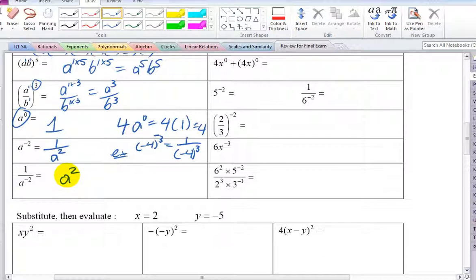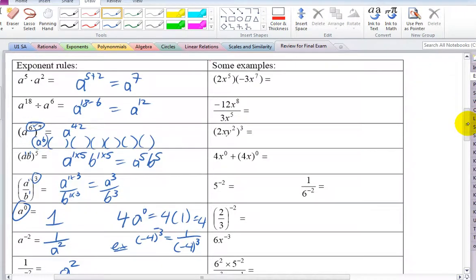Is that what you're asking? Yeah. So that equals a squared because it's easier. Okay. All right. Here you go. 5 minutes. Go.